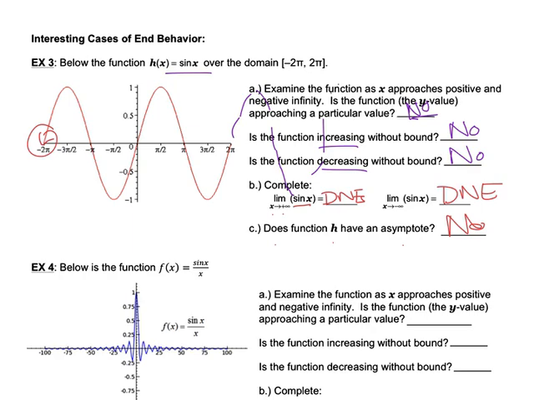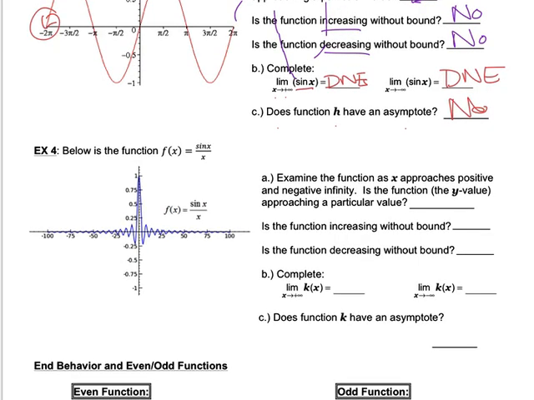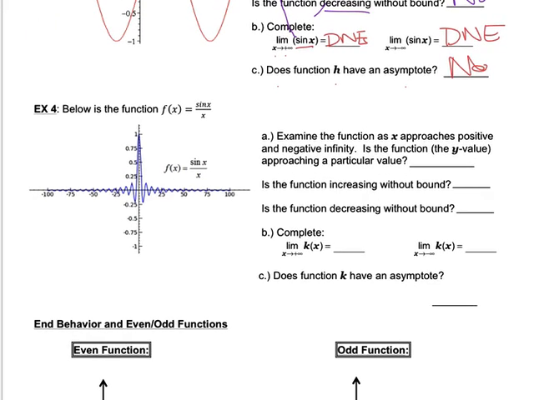And then if we look down below, we've got another form of a trig function here. This is the function sine of x divided by x. So this is an interesting graph if you take a close look.